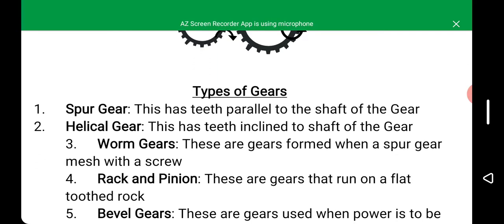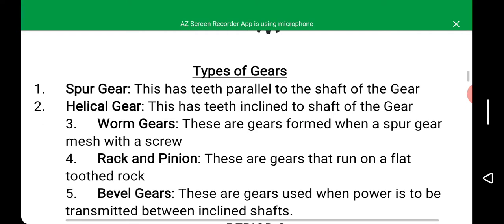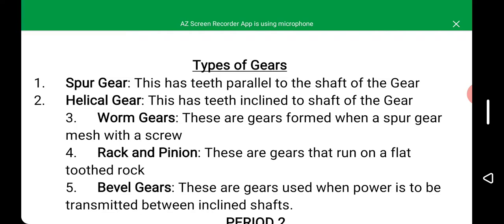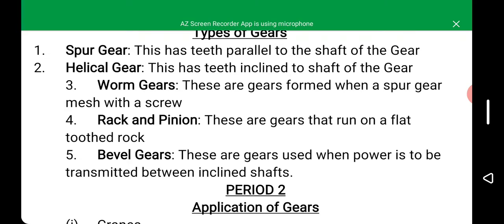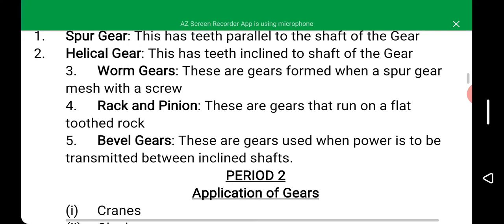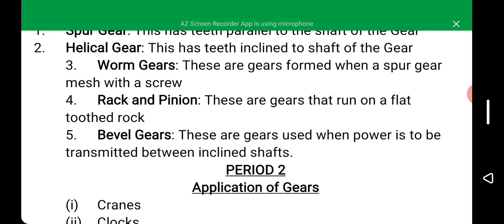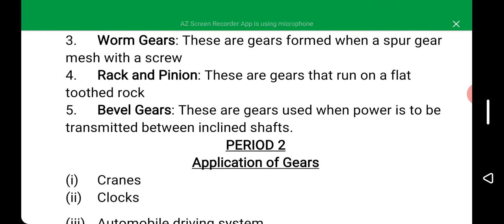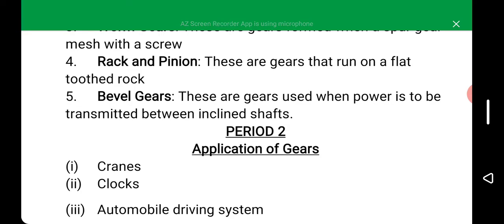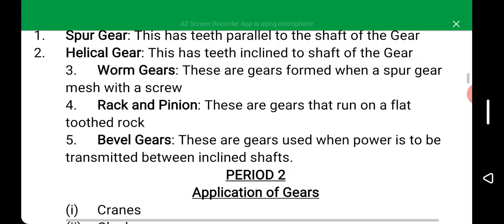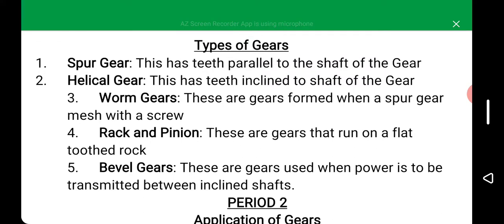So, types of gears. We have spur gears, which have teeth parallel to the shaft of the gear. We have helical gears. These have teeth inclined to the shaft of the gear. We have worm gears. These are gears formed when the spur gear meshes with a screw. Rack and pinion. These are gears that run on a flat toothed rack. Bevel gears. These are gears used when power is to be transmitted between inclined shafts. So when you go to your textbooks, you will still see more types of gears.